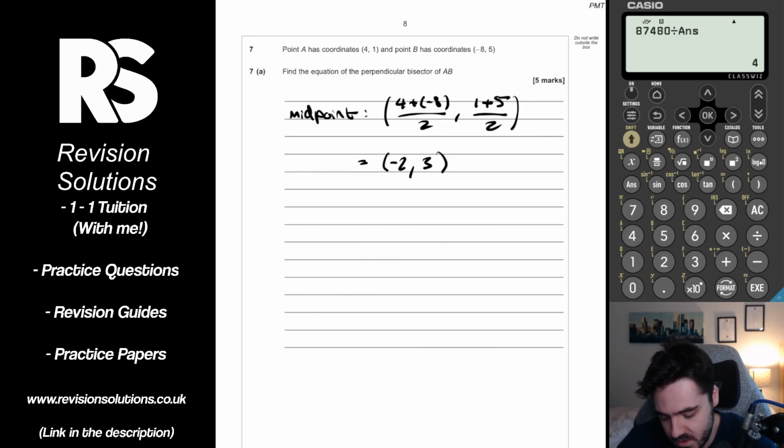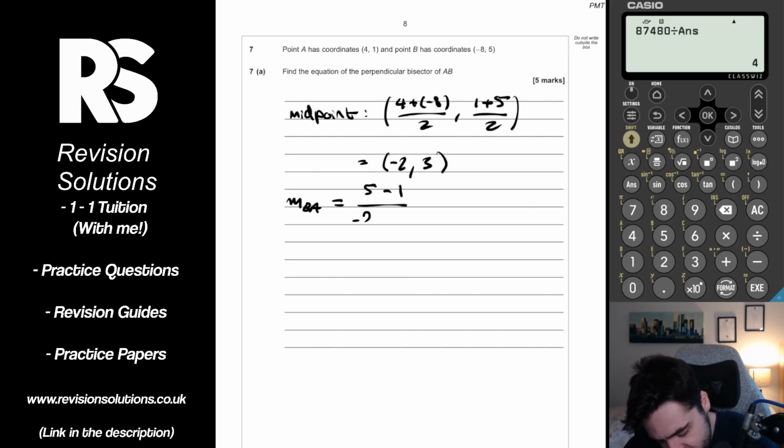And then if we're going to have the perpendicular bisector, we need to find first the gradient of AB, and then we can do the negative reciprocal to get the gradient of our perpendicular. So let's do gradient of AB first. Actually, I'm going to do B to A as running along the x-axis B is first. Doesn't really make a difference though. Going from B to A, we go down by 4, because, well, let's just write it out. 5 minus 1 over minus 8.